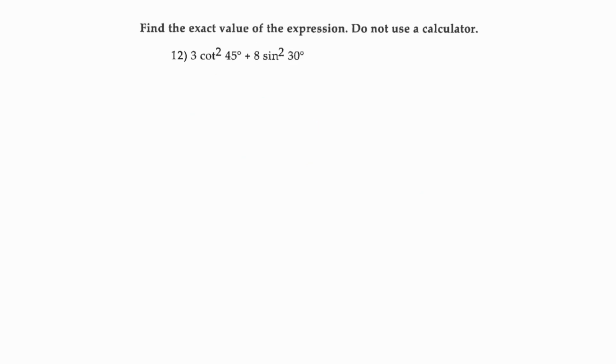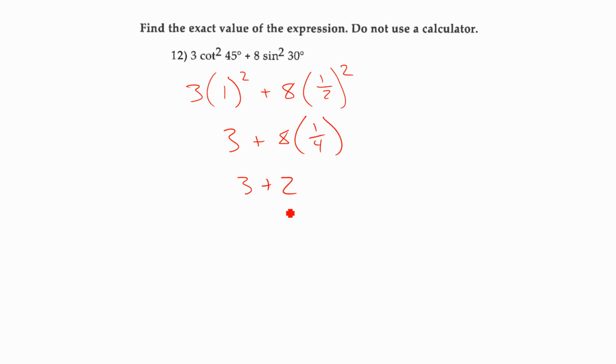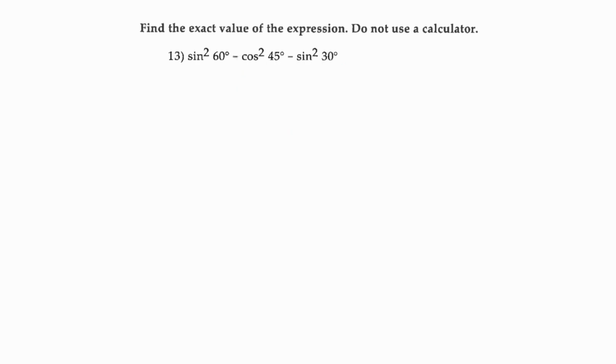Okay, again, looking at our table, this is 3 times the cotangent of 45, which is 1, plus 8 times the sine of 30 squared. The sine of 30 is a half. So 1 squared is 1, times 3 is 3. A half squared is a quarter. A quarter of 8 is 2. So our answer here is 5, just from the table.